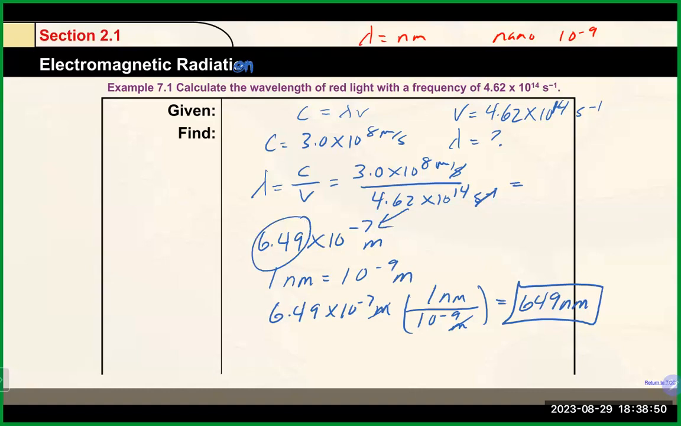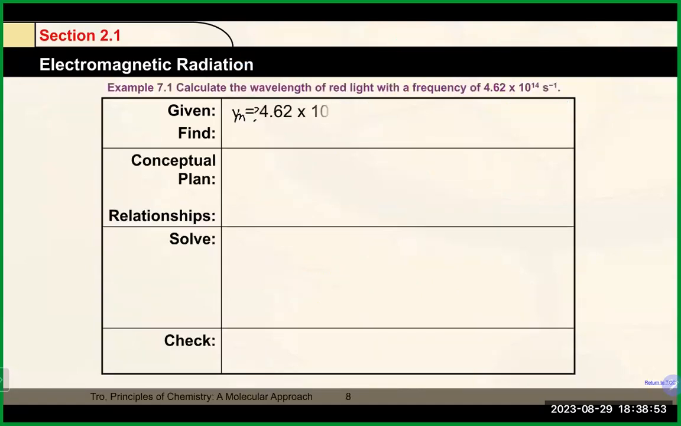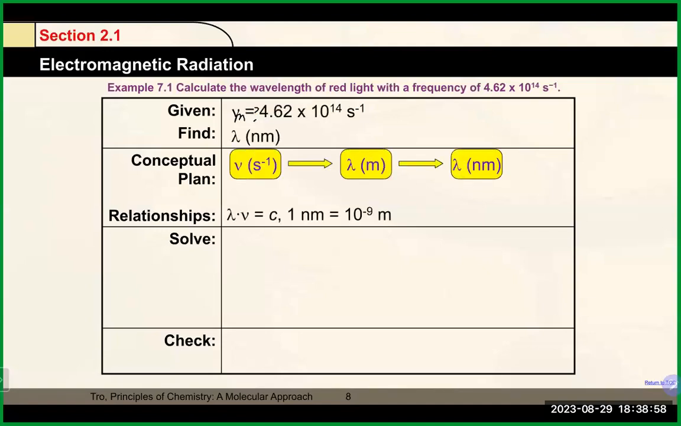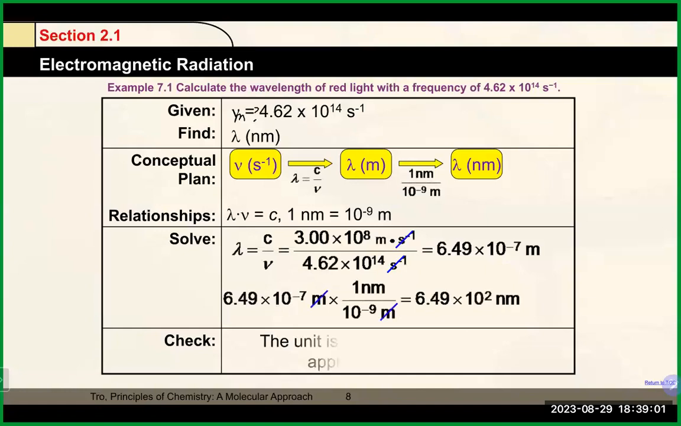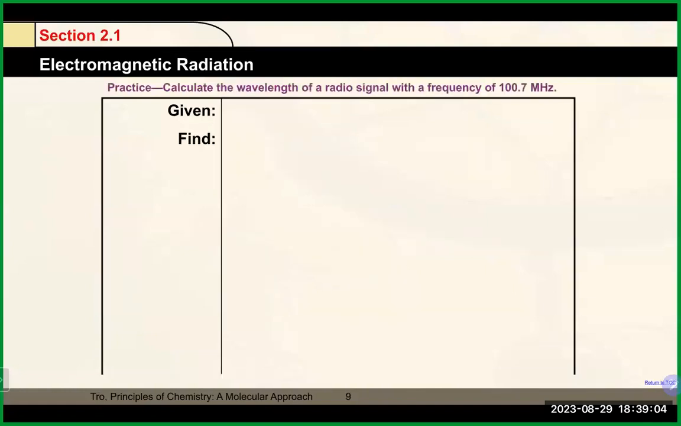All right, let's try another one here, maybe. Calculate the wavelength of red light. That is the one right there we just did. Hopefully they agree. Let's do this one. Calculate the wavelength of a radio signal that has a frequency of 100.7 megahertz. Mega is 10 to the 6. All right, so take a moment there, see what you come up with. We could do this one in meters, is good. We'll look for the wavelength here in meters.